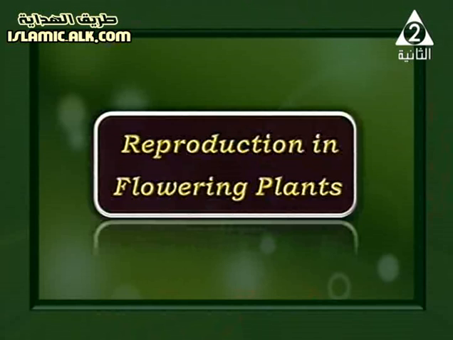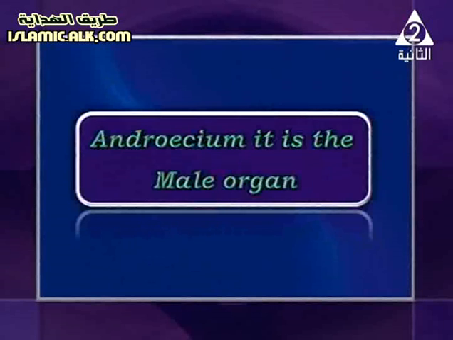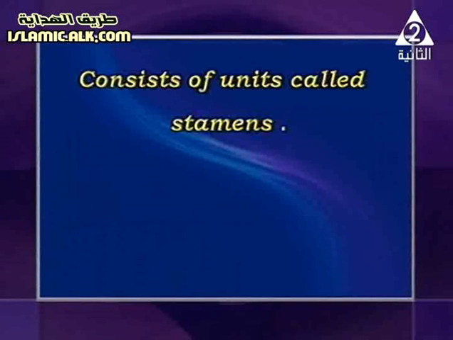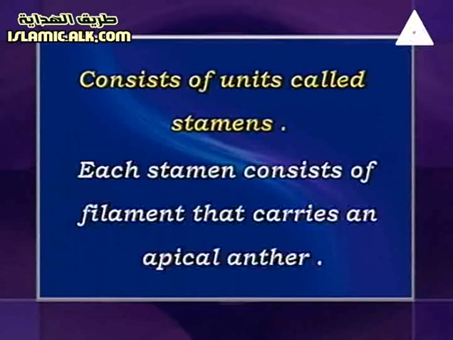Reproduction in flowering plants. In the last episode we started the first two parts, which are calyx and corolla. Right now we're going to start with the male reproductive organ, which is androecium. It is the male reproductive organ in the plant. It consists of units called stamens, and each stamen consists of two main parts.